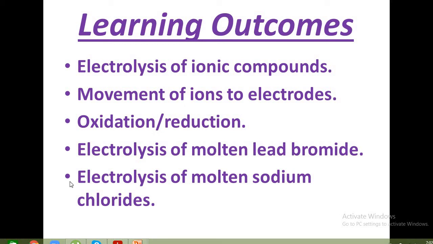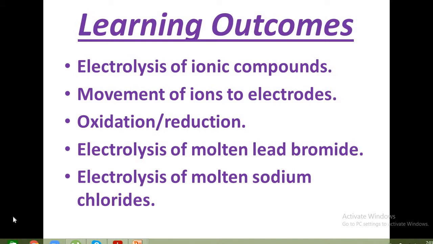The learning outcomes for today's video lesson are the electrolysis of ionic compounds, in which I'm going to explain how ionic compounds conduct electricity and in which state. The second outcome is the movement of the ions to electrodes: once the ionic compound splits into ions, where they are moving, how they are moving, and what happens to them when they approach their respective electrode.